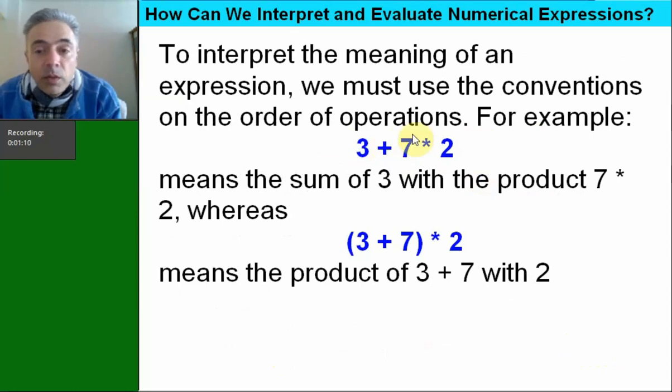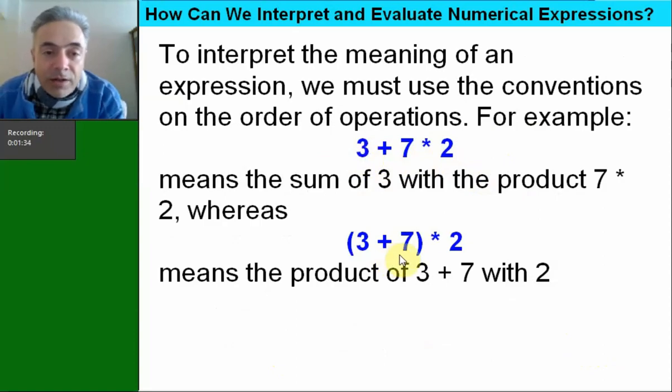For example, which one do you have to do first, multiplication or addition? If you don't know the order of the operations, you might be tempted to do the addition first because it's written first, right? But in fact, you have to do the multiplication first. So you do 2 times 7 and then add 3.